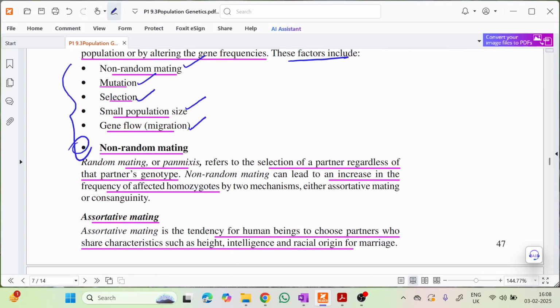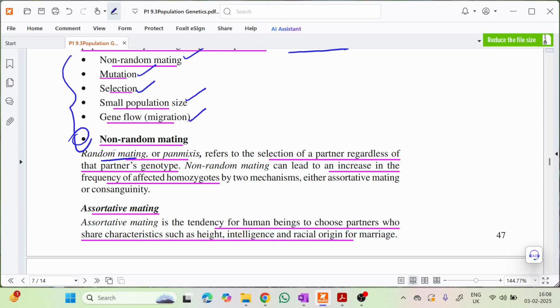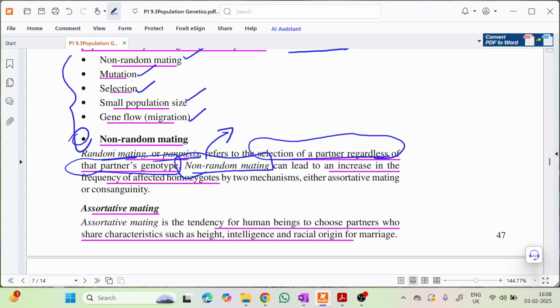Let's have a look at non-random mating. So random mating, or panmixis, refers to the selection of a partner regardless of the partner's genotype. So this one happens in an ideal condition. Usually, the mating pattern in the world we live in is a non-random type.